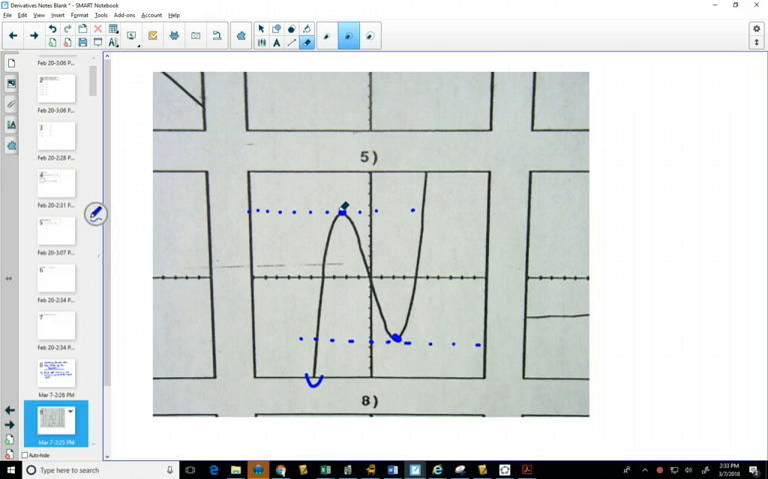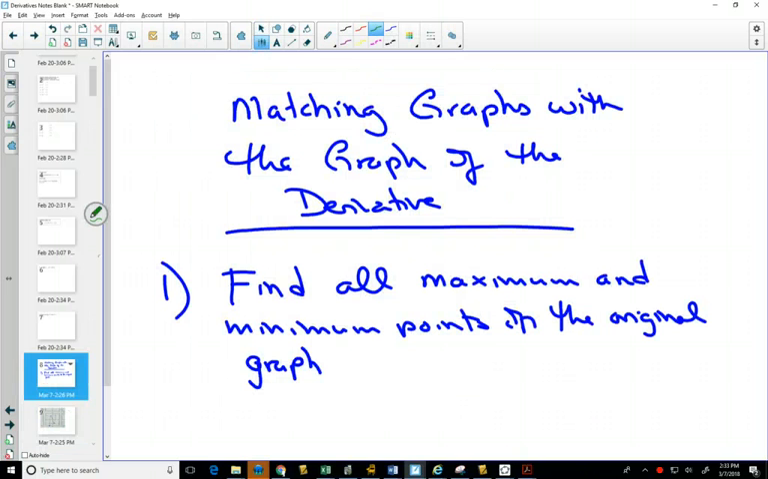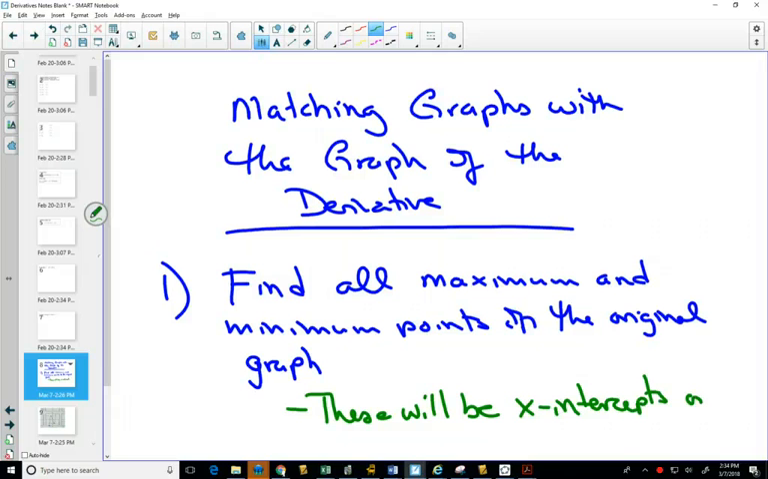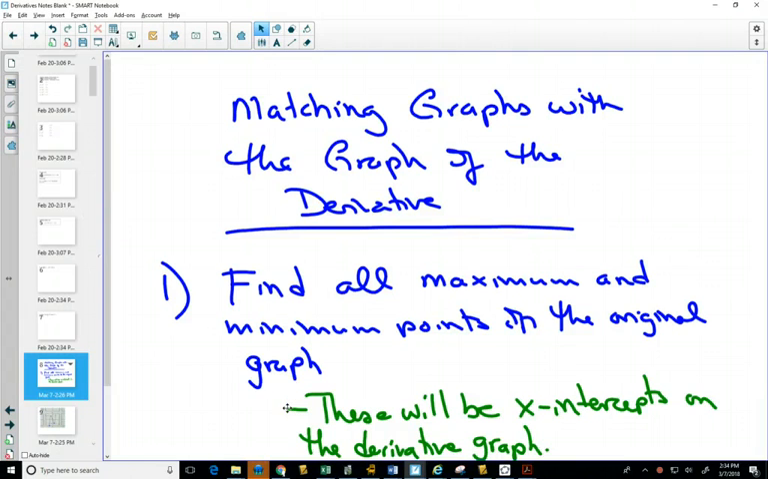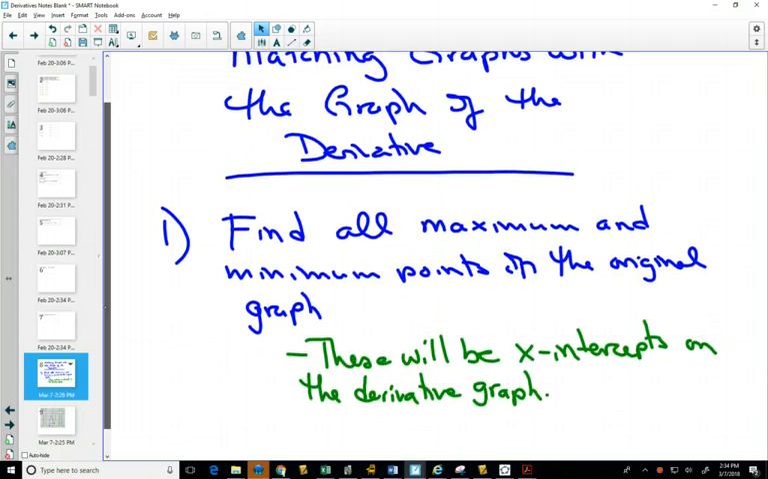0. So finding all maximum and minimum points on the original graph, these will be zeros or x-intercepts on the derivative graph. You can write this down in the back page of your notes if you like.